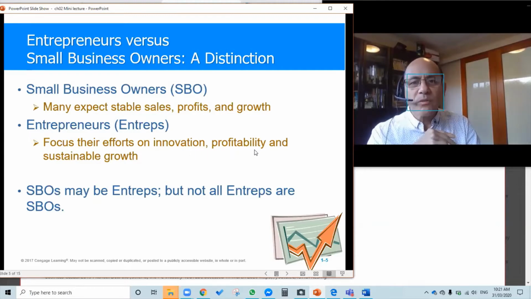They focus a lot of effort on creating growth in their profit and making sure that that growth is actually sustainable, something that can be continued as time goes by.